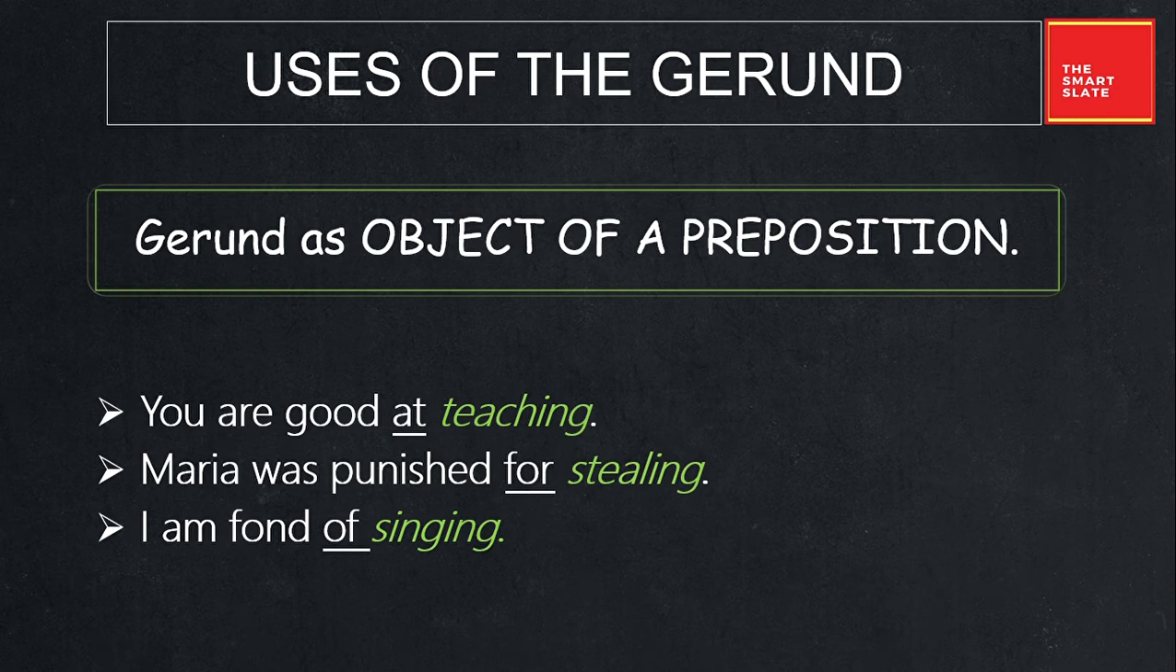I'm fond of singing. I'm fond of what? And who is fond of singing? I am fond of singing. So I is the doer of the sentence, so it is the subject. I'm fond of singing. So what am I fond of? Singing is the object. Of here is the preposition. So the gerund as object of the preposition of is singing. I hope you understood the difference between subject and object as well, and gerund as object of a preposition.